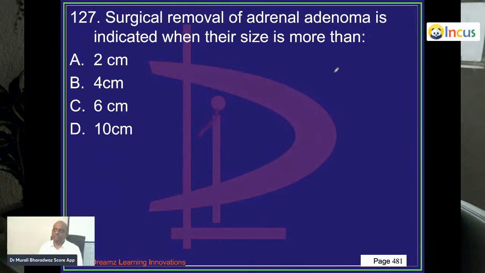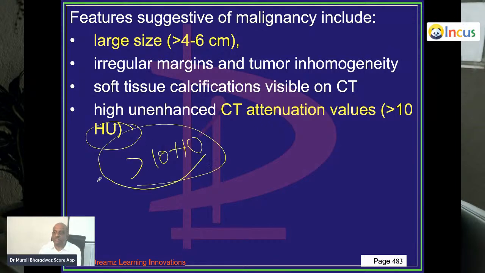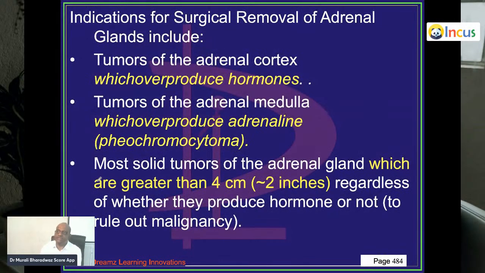So, doctor, when do you want to remove an adrenal adenoma? Adrenal adenoma is also called Conn syndrome. So once it is more than 4 centimeters, large means 4 to 6 centimeters, you will remove it. Because if the size is 4 to 6 centimeters, it means it is no more an adenoma but malignancy. And suppose if you do CT, and the CT attenuation value is more than 10 Hounsfield units, that also is suggestive of malignancy.